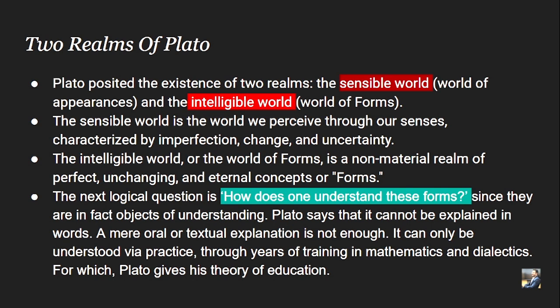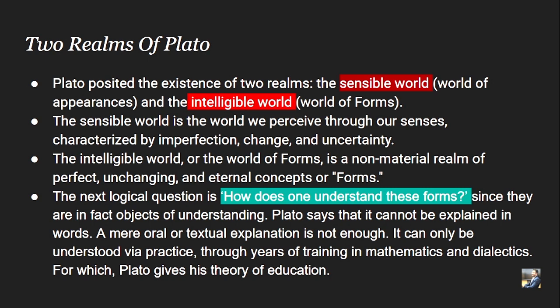So what are the two realms of Plato? What, according to Plato, are the two realms of this universe? Plato posited the existence of two realms: the sensible world, which we can see by appearance, and the intelligible world, that is the world of forms, which can only be understood through reasoning. Sensible world and intelligible world. The sensible world can be sensed by our senses, which we can see, hear, taste, etc. And the intelligible world can only be understood by reason. These are the two realms given by Plato.